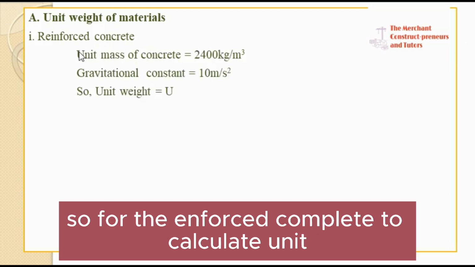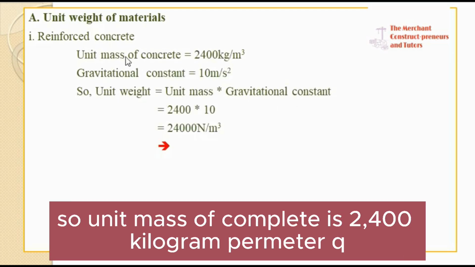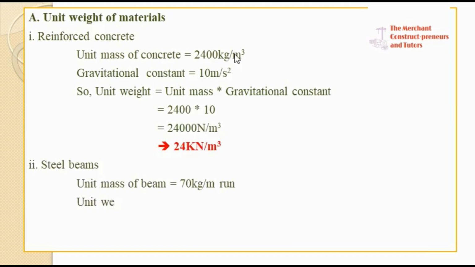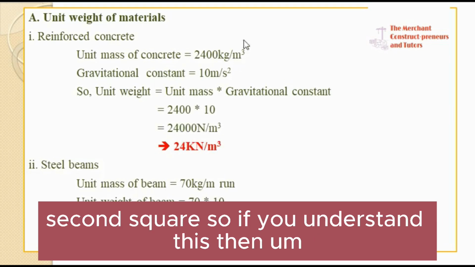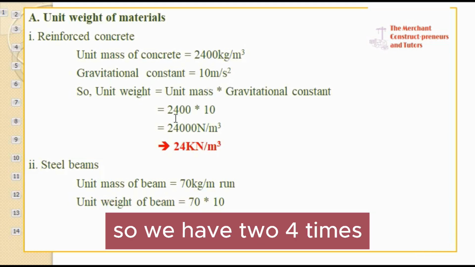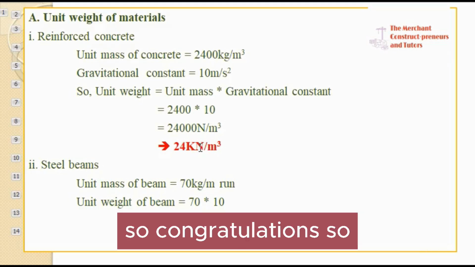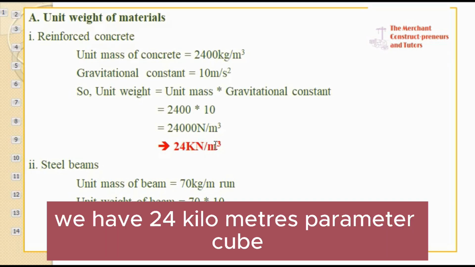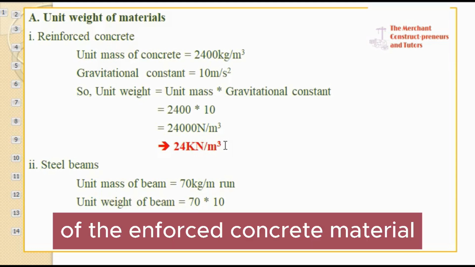For the reinforced concrete, to calculate unit weight is unit mass multiplied by gravitational constant. So unit mass of concrete is 2,400 kilogram per meter cube. Then gravitational constant is 10 meter per second square. If we understand this, then we should understand this from our basic physics. So we have 24 times 10, we have it as 24,000 Newton per meter cube. Converting it, we have 24 kilonewton per meter cube. That's the unit weight of the reinforced concrete material.